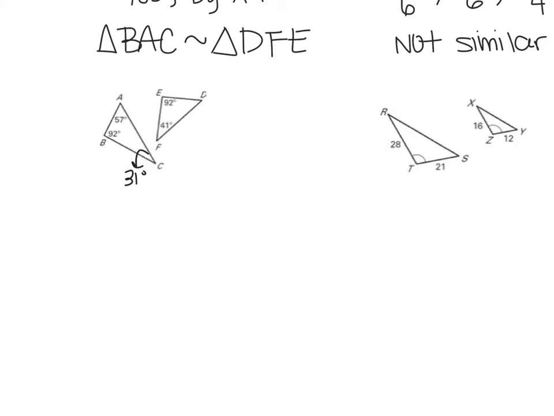So it doesn't matter what the measure of angle D is in my other triangle, because 2 of my angles that I know in ABC don't match my 2 known angles in triangle DEF. I can say that they are not similar.